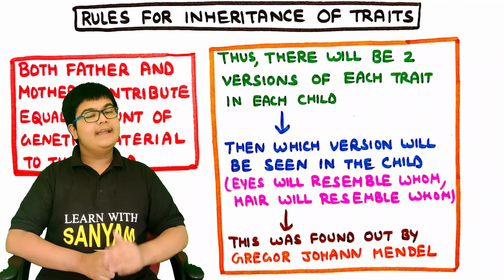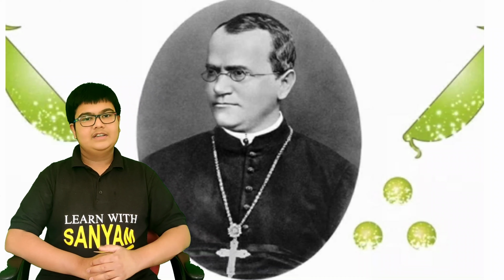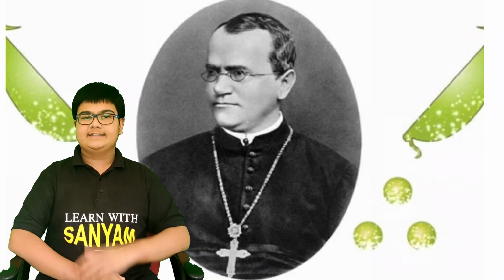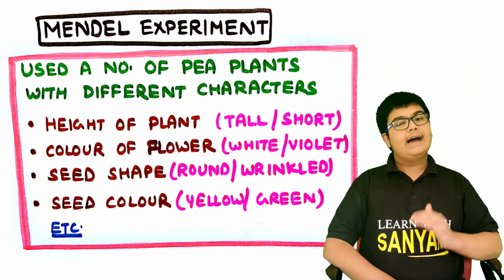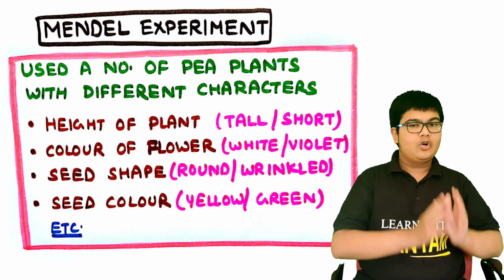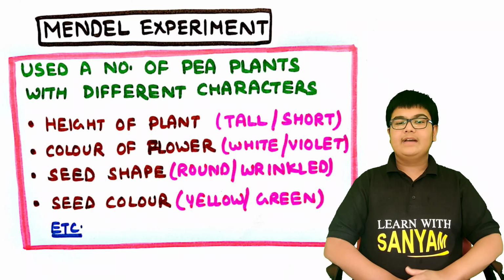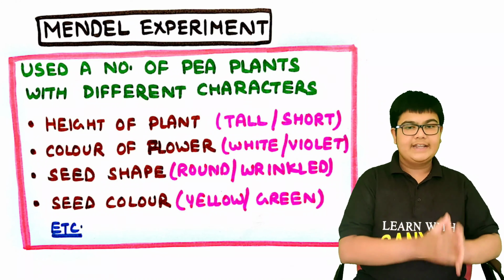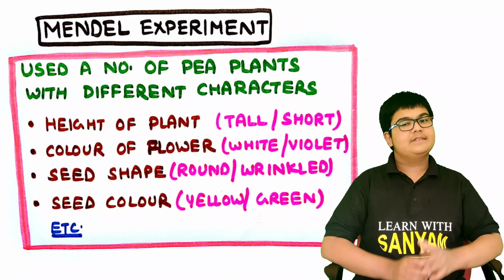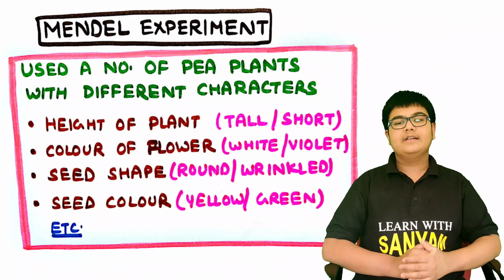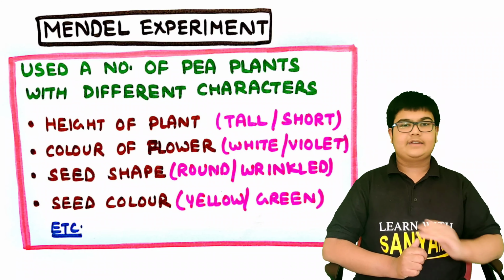This was found out by Gregor Johann Mendel. So let's understand more about this scientist. Mendel used a number of pea plants with different characters. He took pea plants with 7 different characters. These characters were height of the plant, whether the plant is tall or short; color of the flower, whether white or violet; seed shape, whether round or wrinkled; seed color, whether yellow or green, etc.